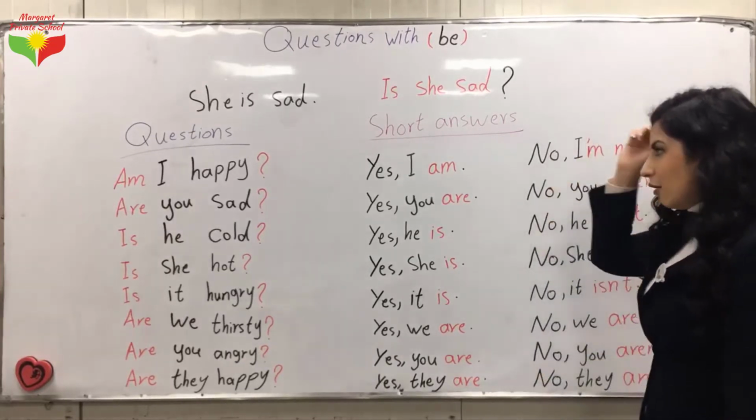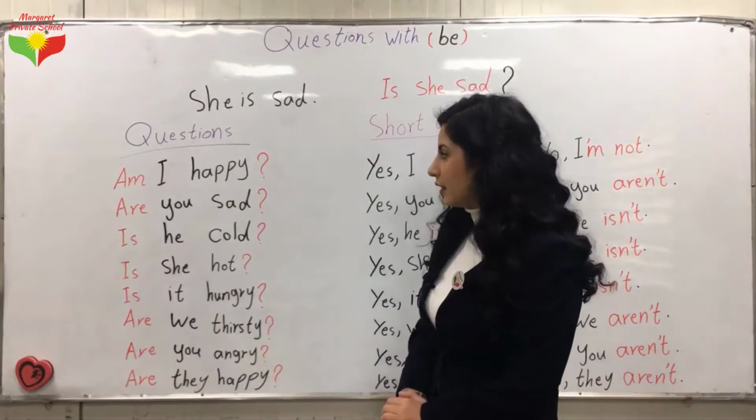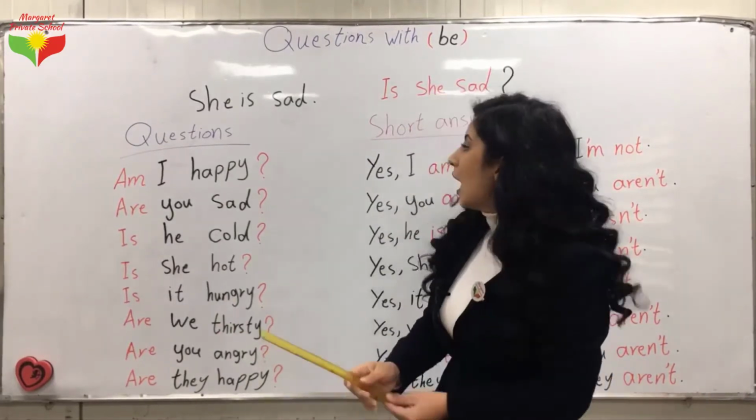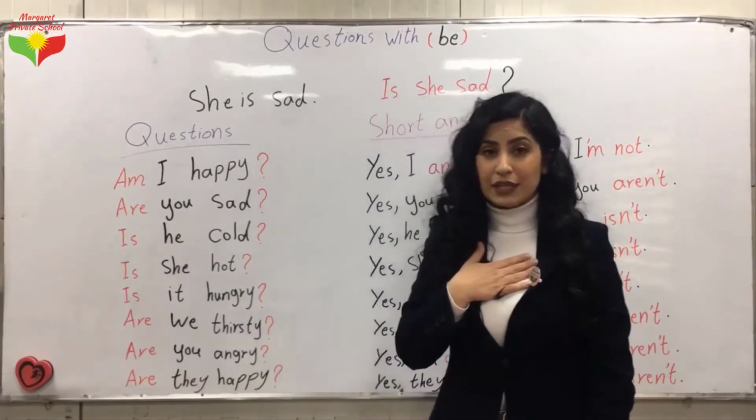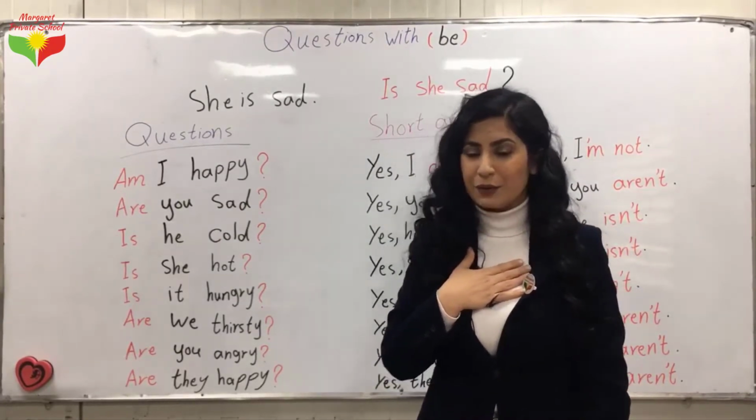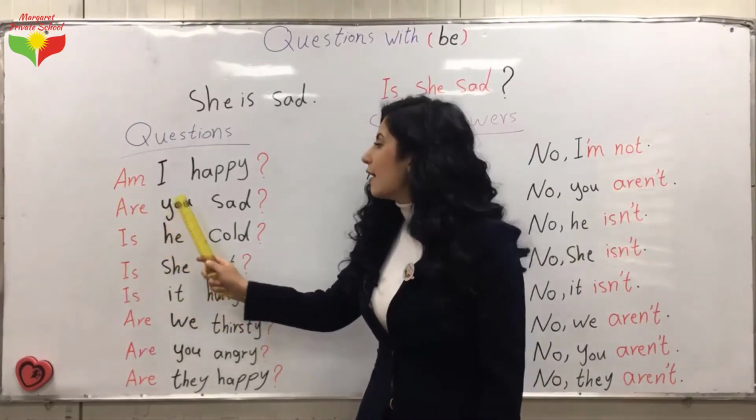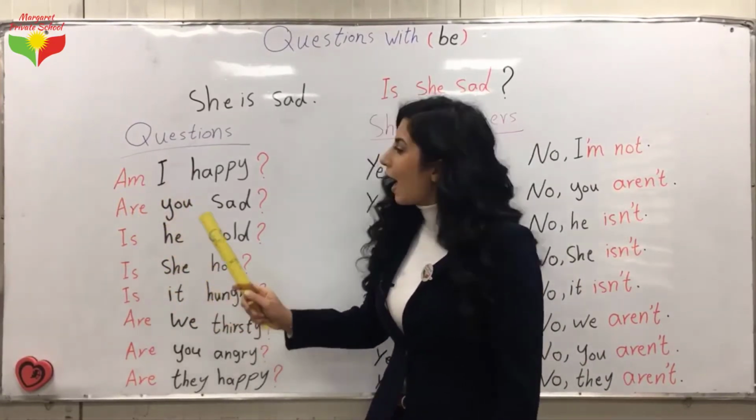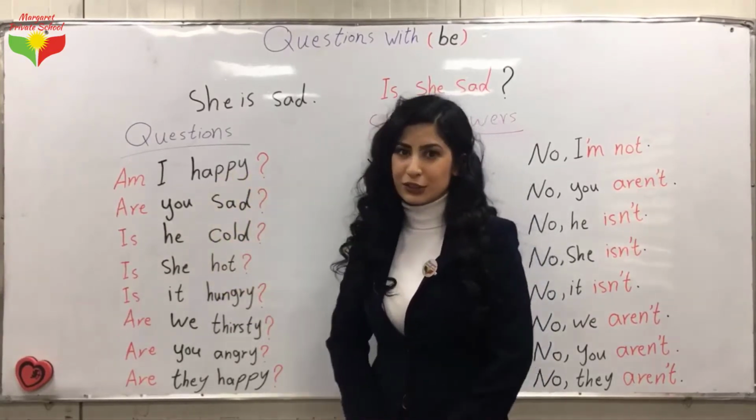Okay. Now look at these questions. The first one. Am I happy? We have to put the verb be at the beginning of the sentence, then the subject pronoun, after that the adjective. And we have a question mark too.